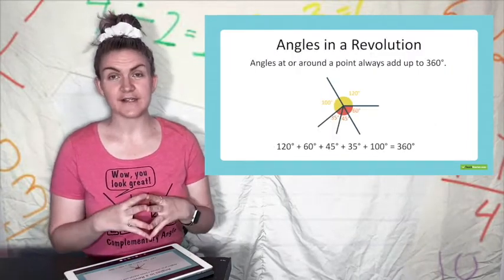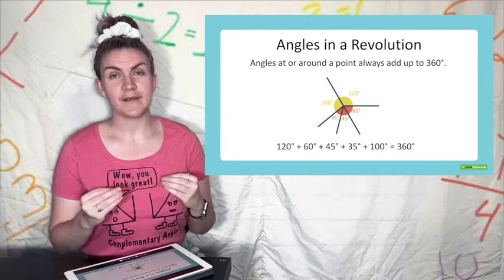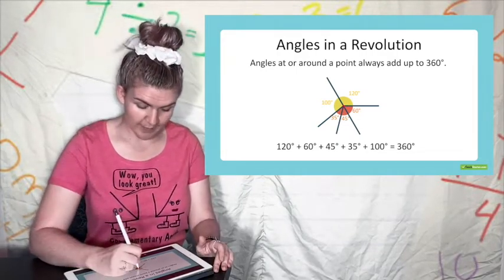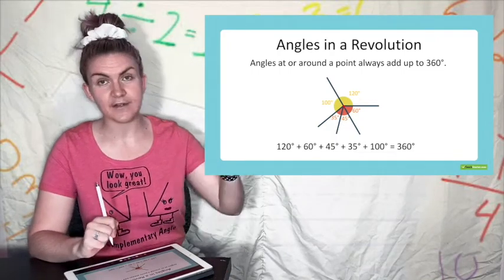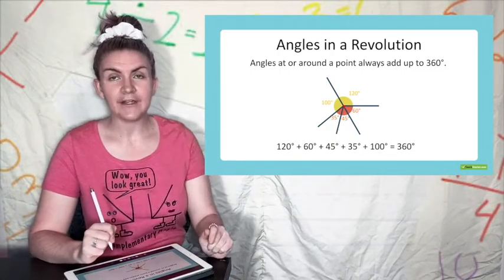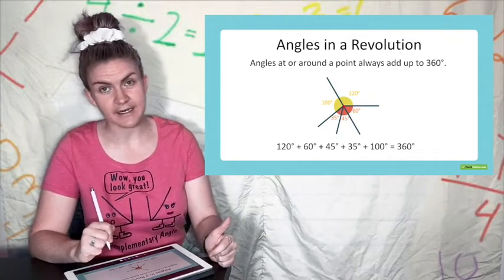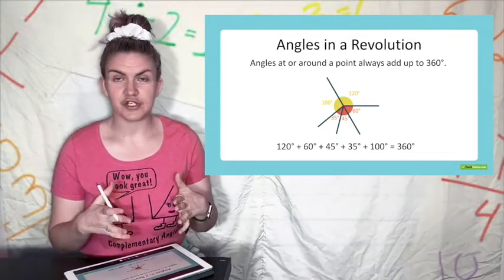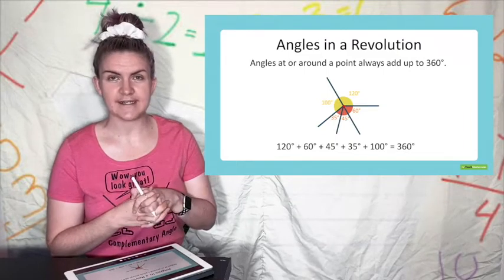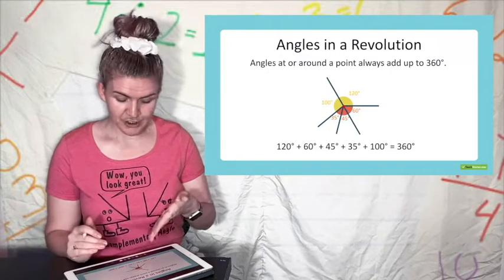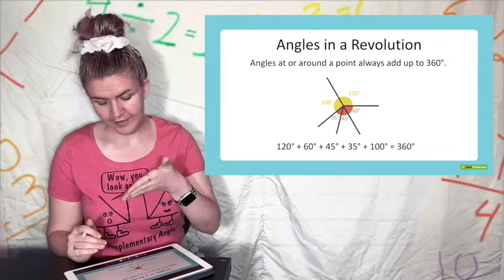Next we have angles in a revolution. These can also be called angles around a point. That's because I've got my one point there, my vertex, and these angles go all the way around. I know that all the way round in angle talk is 360 degrees. So the angles in a revolution will always add up to 360 degrees. In my example, I have 5 angles: 120, 60, 45, 35, and 100.